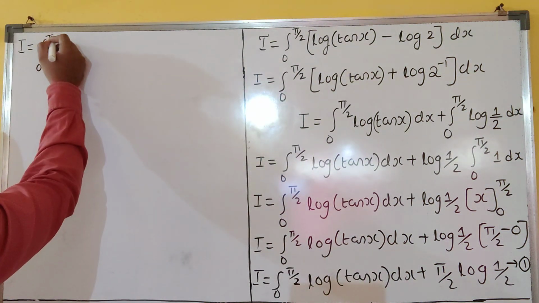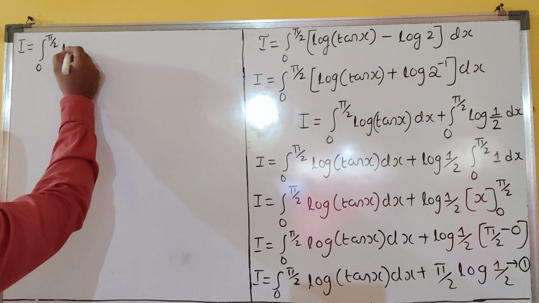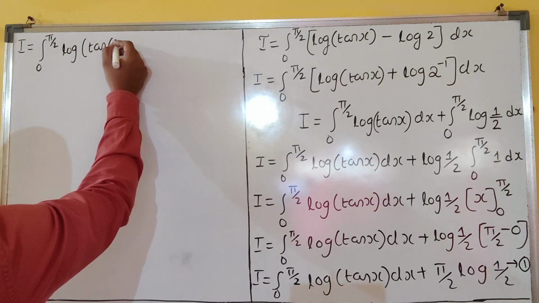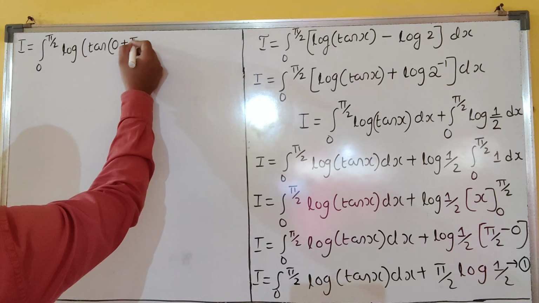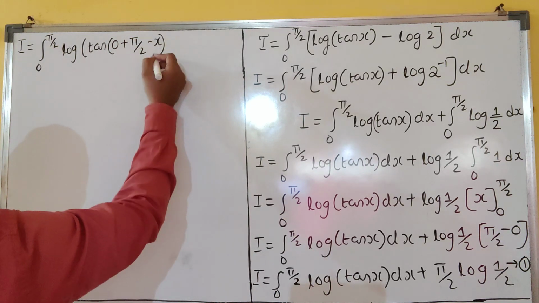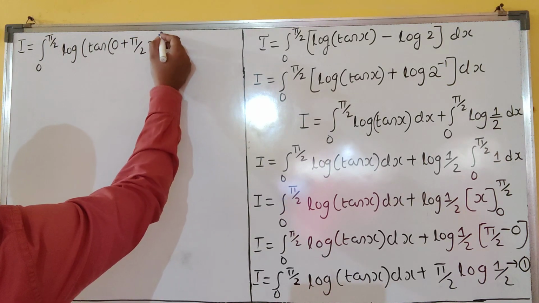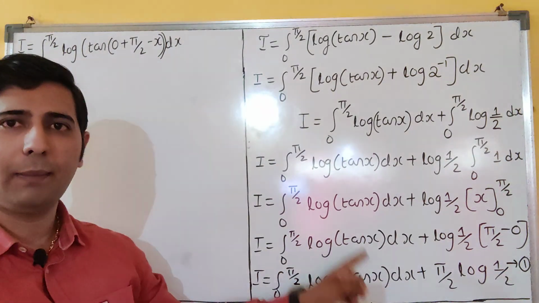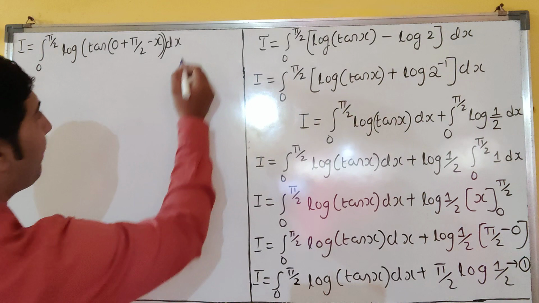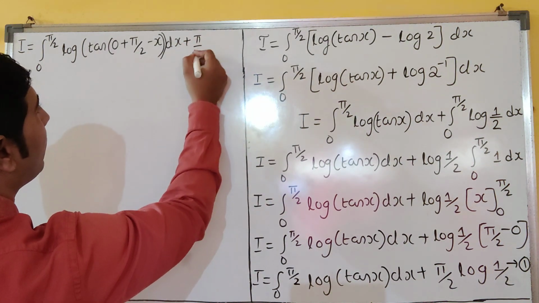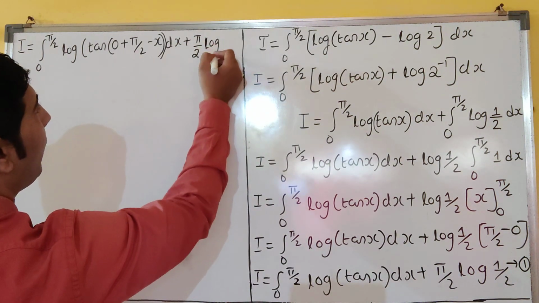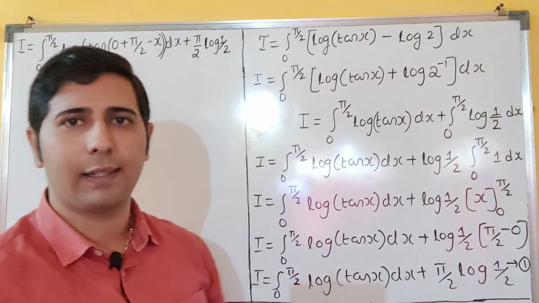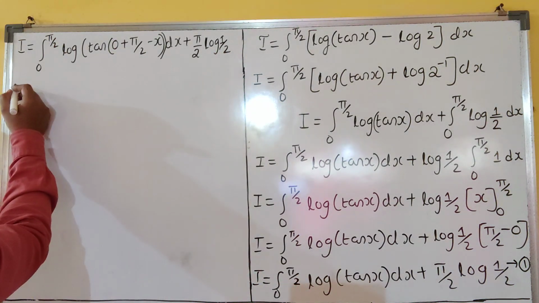0 to pi by 2 log tan of, a is 0, b is pi by 2, minus x. X you have replaced by a plus b minus x, plus pi by 2 log 1 by 2 as is. This is written as is. Okay. So now what will happen now? See.